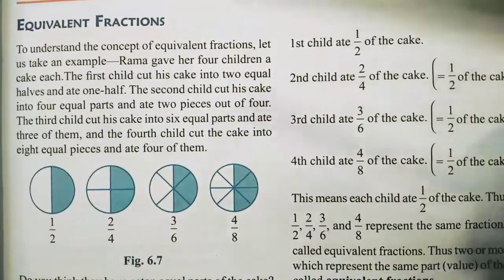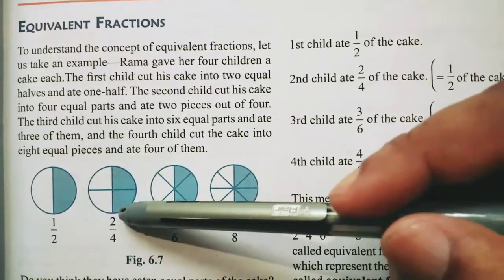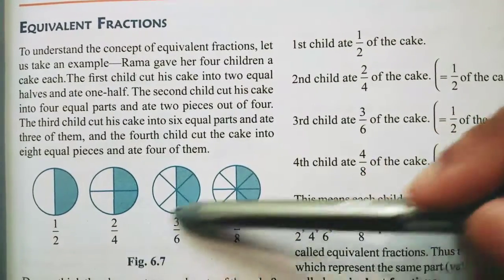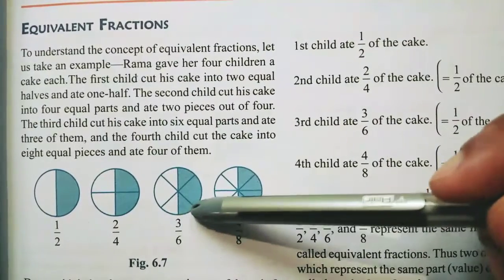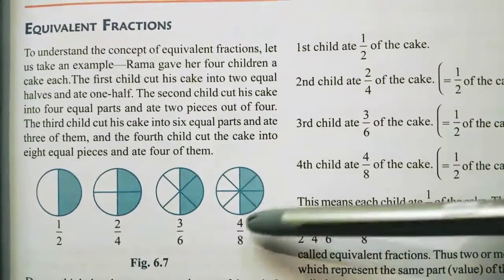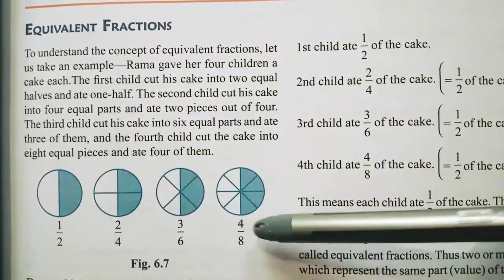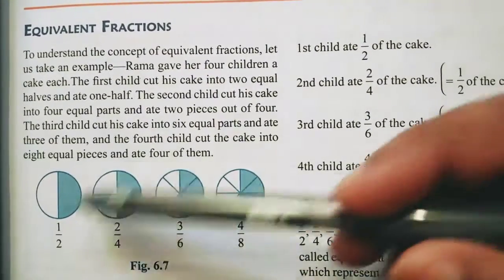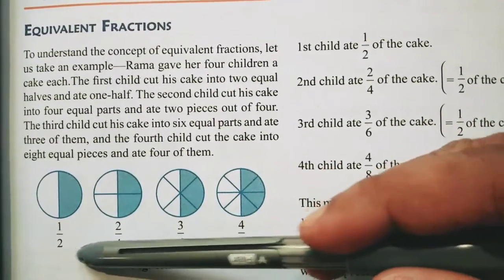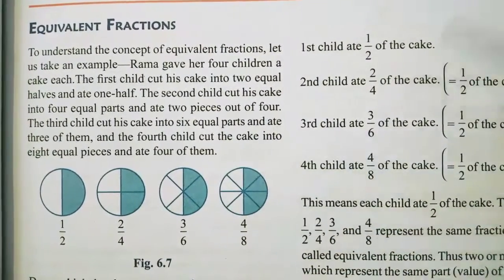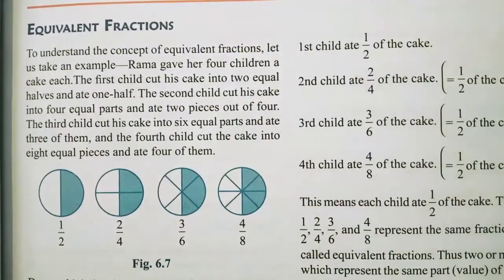How is it equivalent? Because when you simplify this, 2 ones are 2 and 2 twos are 4, it will be 1 by 2. Here also when you simplify it, 3 ones are 3, 3 twos are 6, 1 by 2. Here also when you simplify, 4 ones are 4, 4 twos are 8. So all the answers are coming 1 by 2, like the original one. That's why all are equal, but they do not appear equal. That's why they are known as equivalent fractions.